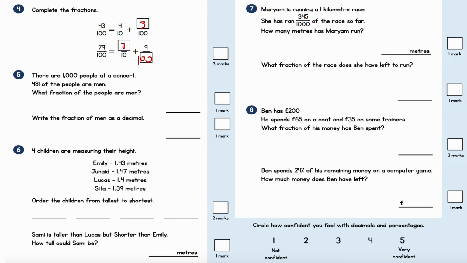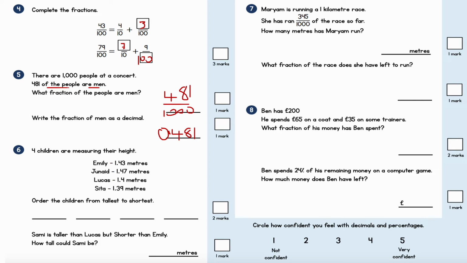This is question number 5, guys. There are 1,000 people at a concert. 481 of those people are men. What fraction are men? Well, 481 over 1,000. What fraction of men are as a decimal? It's 0.481. Should be a point there, guys. 0.481.